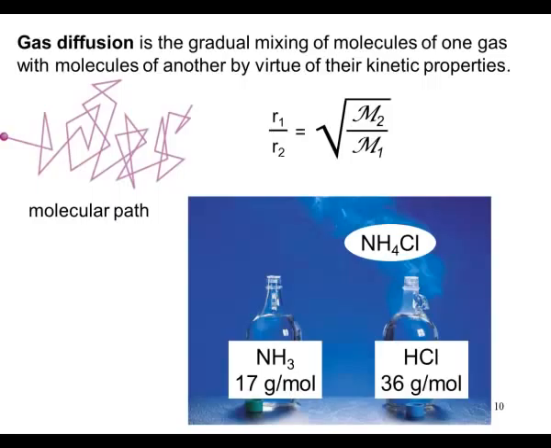Gas diffusion is the gradual mixing of molecules of one gas with molecules of another by virtue of their kinetic properties. The rate of one compared to the rate of the other gas is equal to the square root of the molar mass of the second gas divided by the molar mass of the first gas. It's an inverse proportionality.